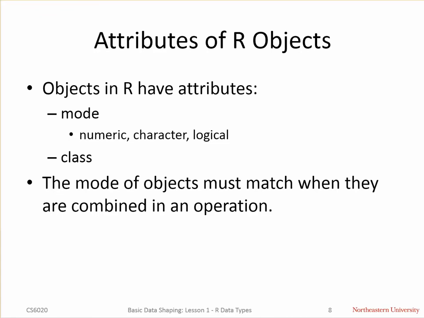Now, the mode of objects must match when you combine objects in an operation. So you cannot perform a mixed mode operation where different objects within an expression have different modes. The modes have to match, or if they don't match, you have to convert the various objects to the same data type. Some of the mode conversion happens automatically within R, so you have to be careful what kinds of conversions R makes.